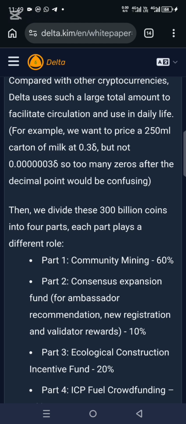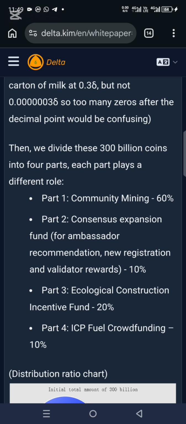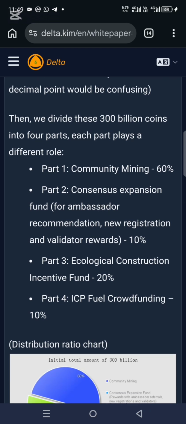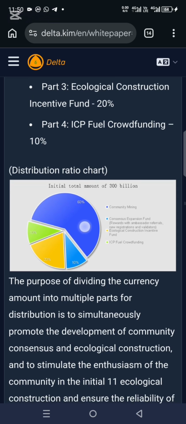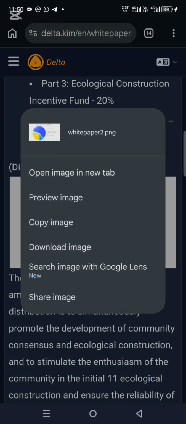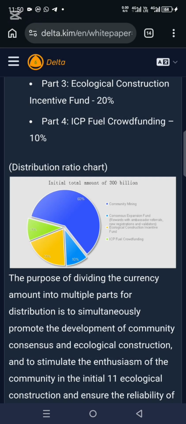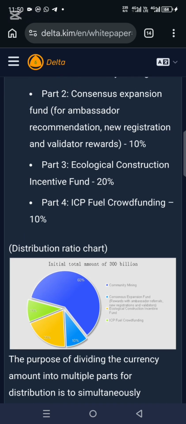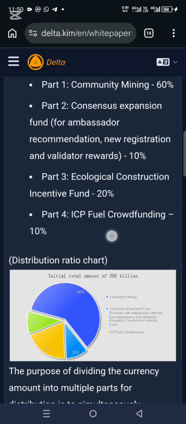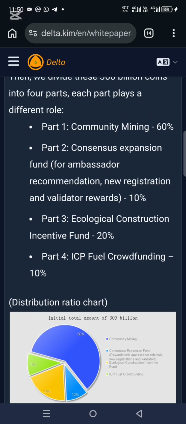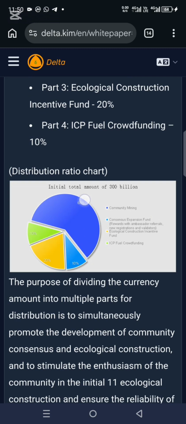Delta is then supposed to have, if you can see here on part 1, community mining, we are mining 60% of the total coin of Delta. Then part 2, consensus expansion fund for ambassadors. This is also another fund. It has been divided into 4 categories, as you can see. 60 here is for the community, which we are mining. The 10 is for gas fees. There's also another 20. This 20% is meant for ecological construction. Then there's also another 10%, which is also for registration ambassadors and the fuel. So this is the graph here which they are showing us for distribution.